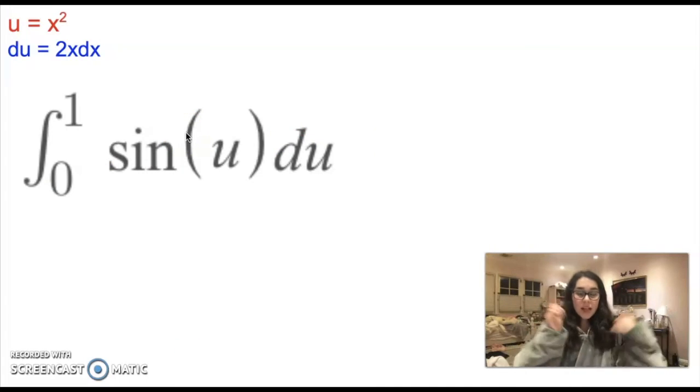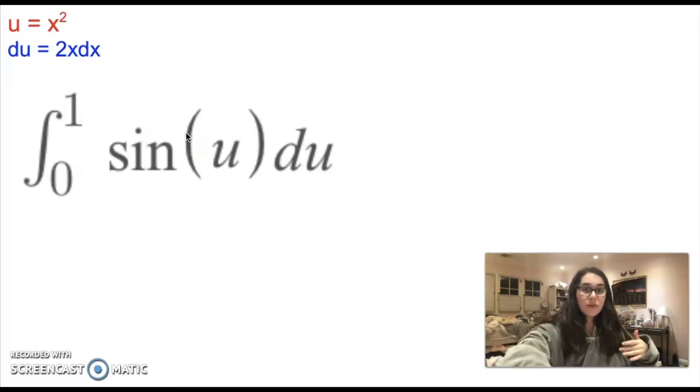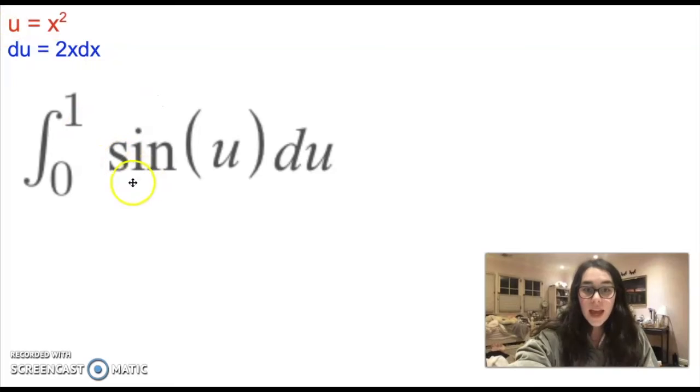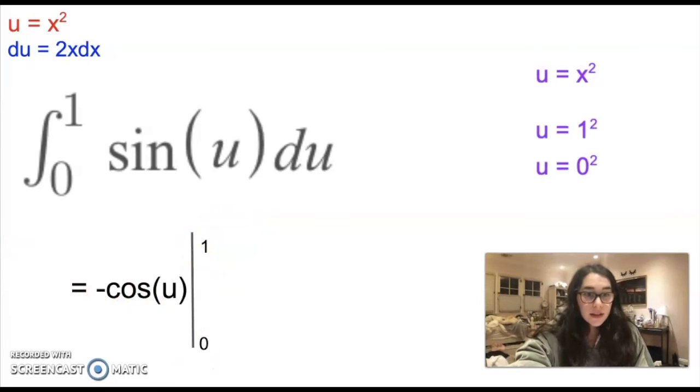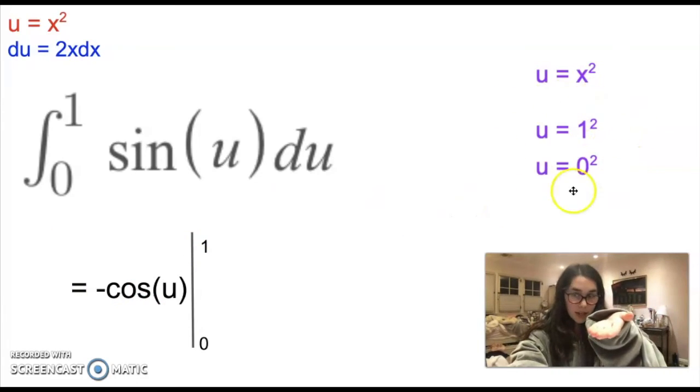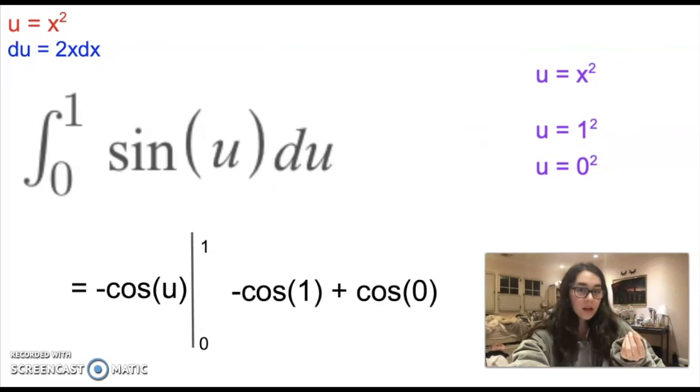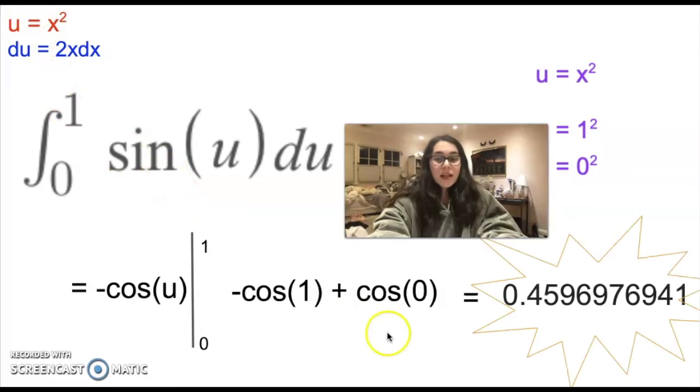So now we have successfully translated this integral by using substitution. What you really have to do now is solve it like any other integral through antiderivatives. The antiderivative of sine of u is negative cosine of u. And to solve this integral, we have to evaluate it at its limits, and its limits are from 1 to 0. We know this because of the translated limits. So it just turns out to be negative cosine of 1 minus negative cosine of 0, which is the same thing as negative cosine of 1 plus cosine of 0 because of that double negative. And bam, there you go, you got your answer.